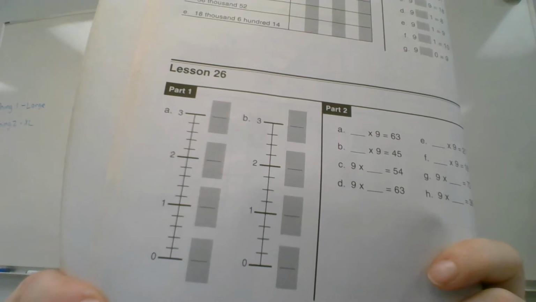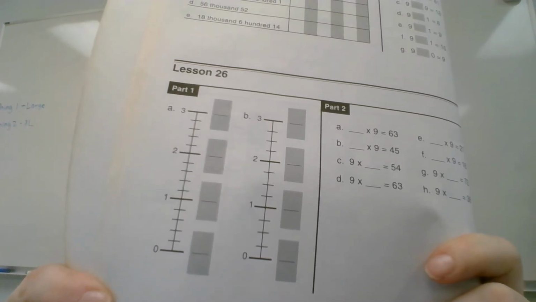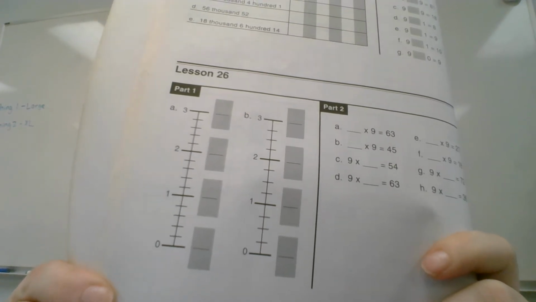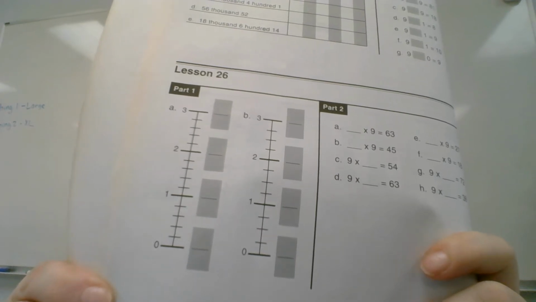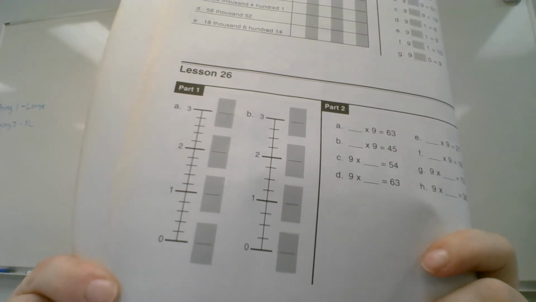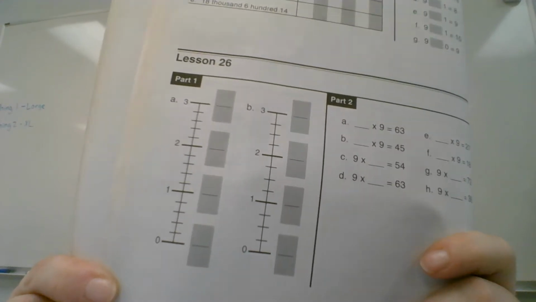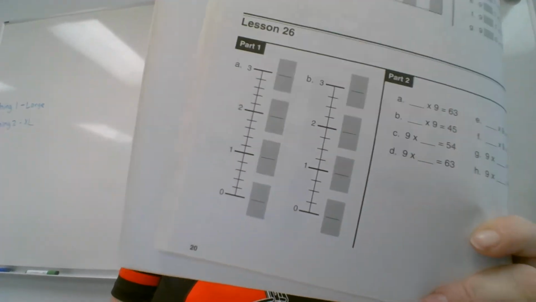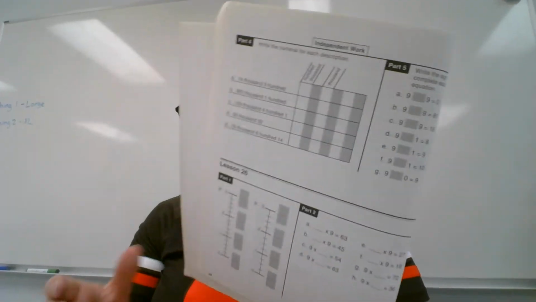Problem A. The whole numbers are on the left side. The fractions go on the right side. Remember, the fraction at 0 has the same bottom number as the other fractions. What is the top number of the fraction at 0? 0. Go ahead and complete number line A and B. When you are finished, we will move on to part 2.